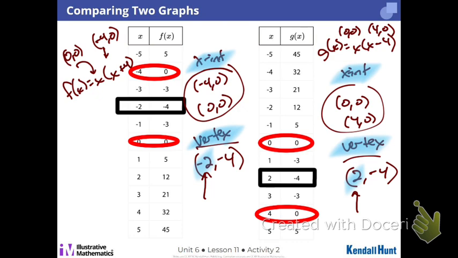Now, if that is true, when I put that value into my function, my output should match, right? So if negative 2 goes in, negative 4 should come out. Guess what? It does. Positive 2 goes in, negative 4 should come out. Guess what? It does. So, big ideas.